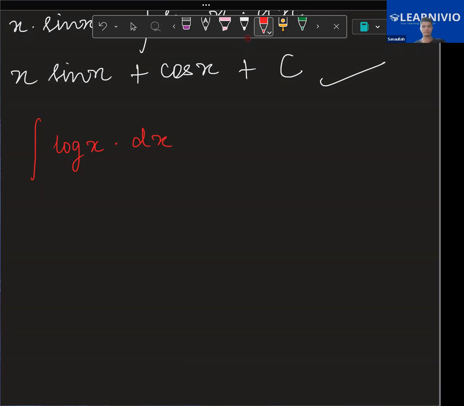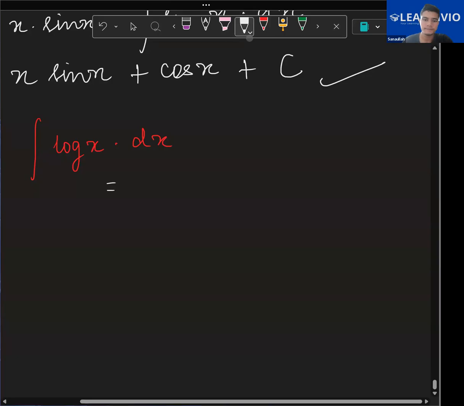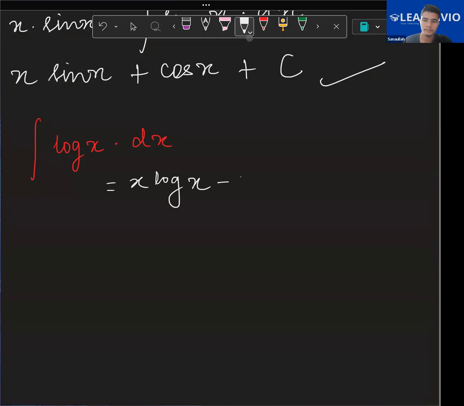Yes or no? Right. हो गया? बताइए आंसर. जी. X log x minus x plus c. ठीक है. सबका हो गया? Yes, sir. Okay, good. Very good.